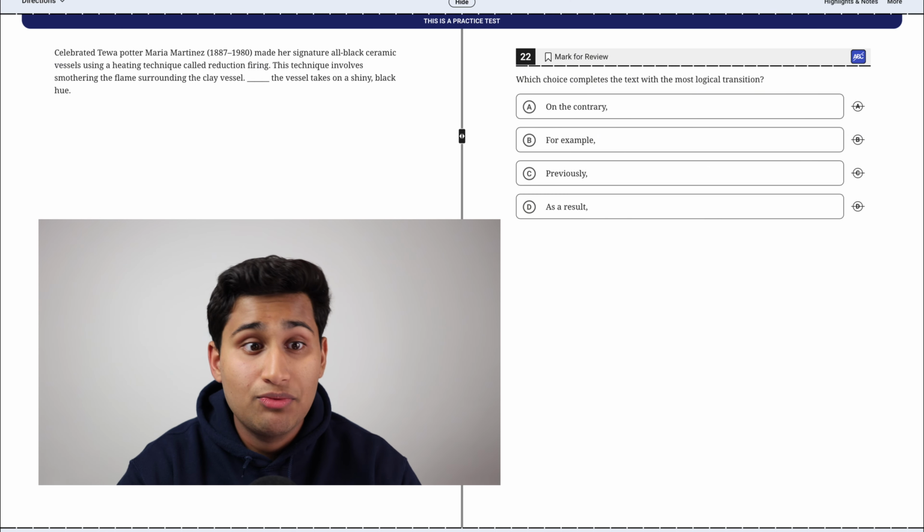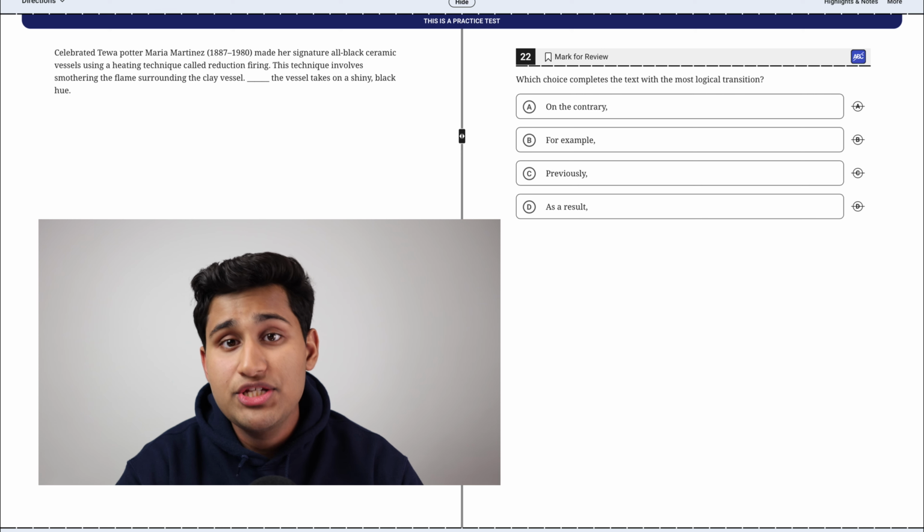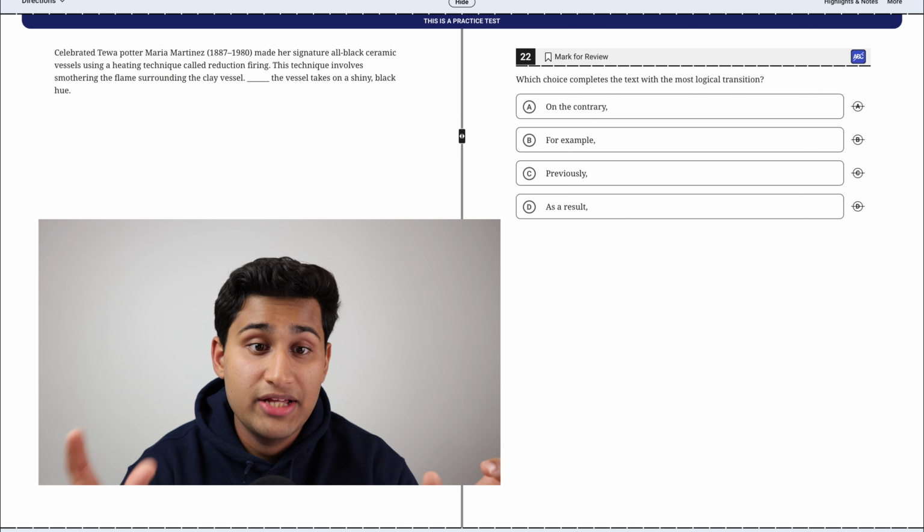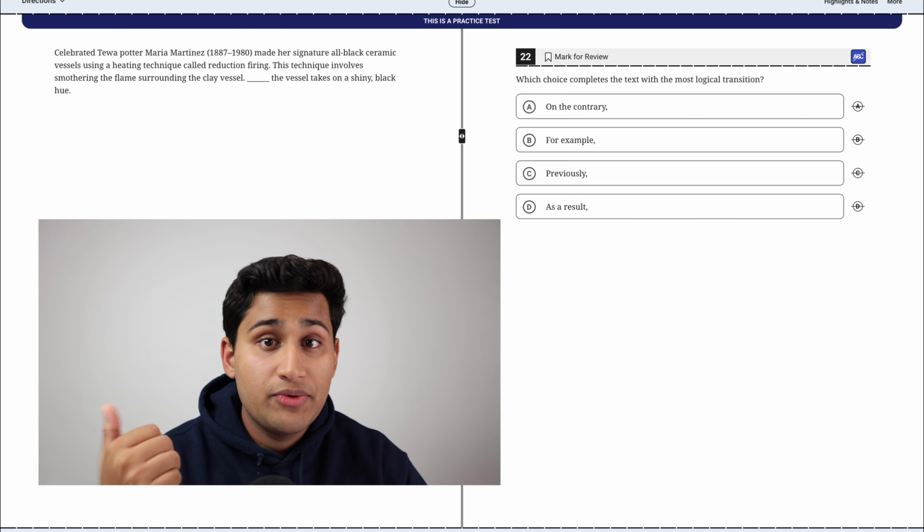For example, we have this question, which is a transition question. And my tip for these transition questions is to identify the relationship between the previous sentence and the transition, and then the sentence after the transition. So here's a quick cheat sheet.